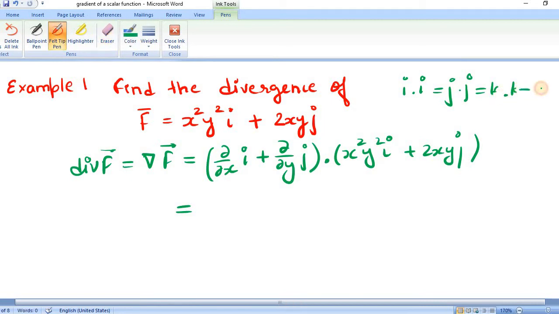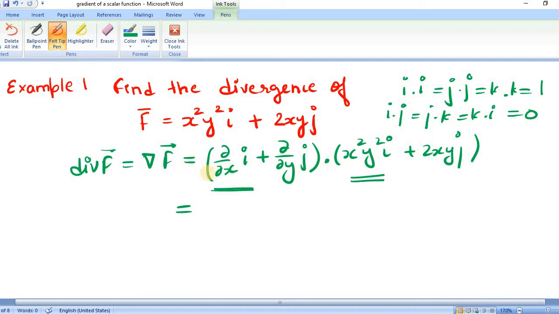This is k dot k. It's always equal to 1. This is all equal to 1. And anything else, let's say i dot j or j dot k or k dot i, this is all 0. So when we multiply this, this term will be multiplied with this term and will give i dot i, which will give you a 1.